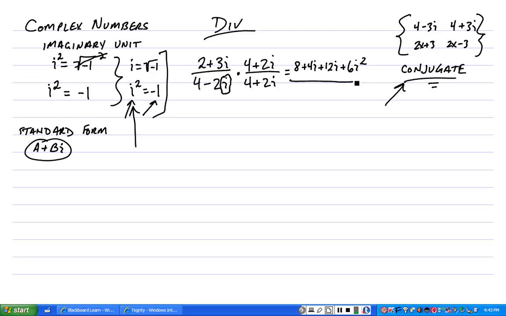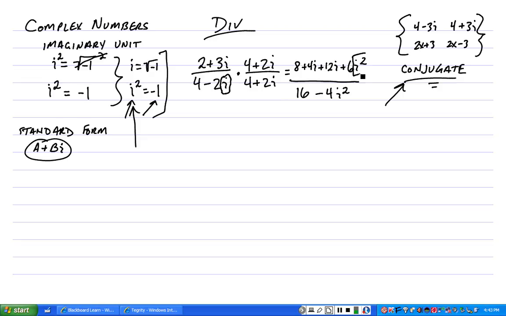Now on the bottom, we already talked about before how when you multiply something by its conjugate, the outside and inside part cancel, so really all I have to do is worry about the first times the first, which is 16, and the last times the last, which is minus 4i squared, right? 4i squared.